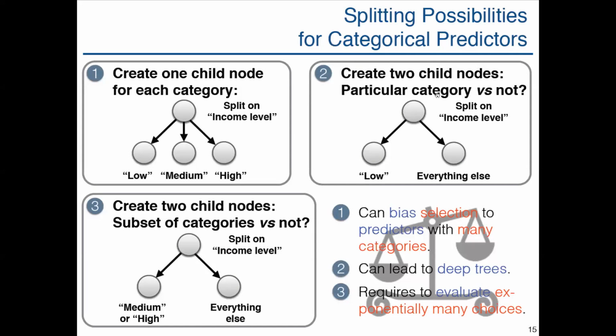That you could create only two child nodes for this variable. One corresponds to a particular category, and the other corresponds to not having that category. That is everything else. This is the second option that you can do for such categorical predictors, and this is also very common. In fact, more common than the first one.